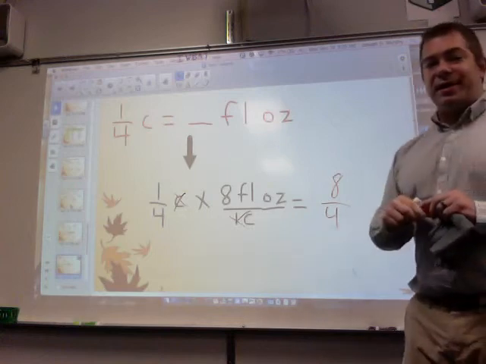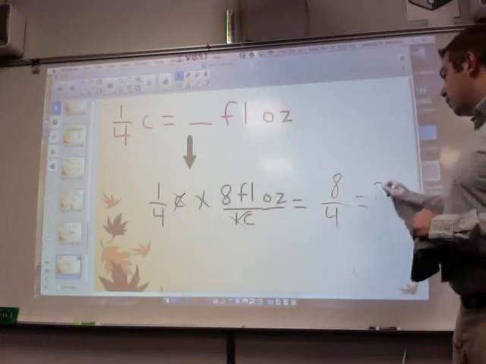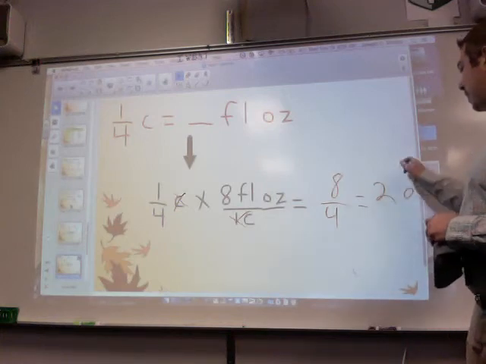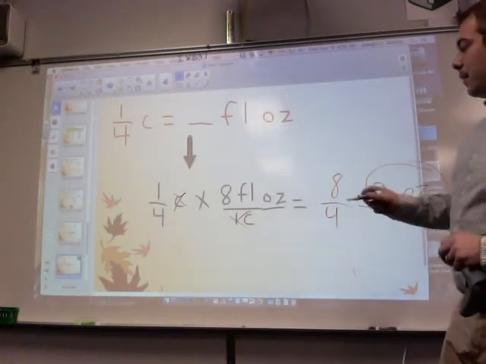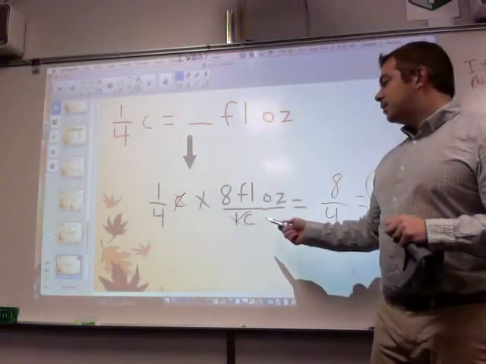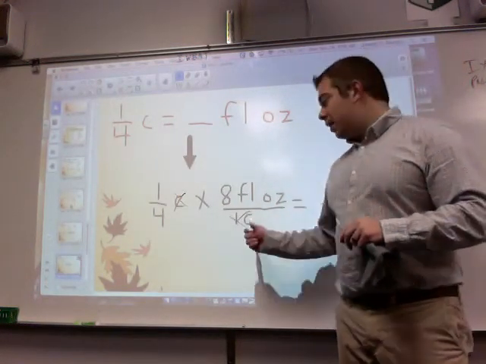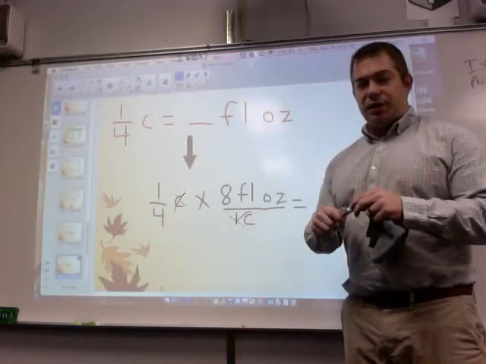And we all know that 8 divided by 4 equals 2. So I have 2 ounces is my answer. Okay? We wanted to get rid of the cups and be just left with ounces. So that's why I put my cup on the bottom of my ratio.